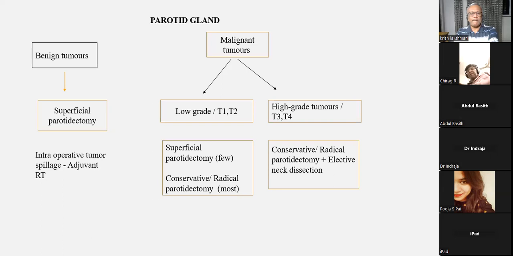In parotid gland tumors, in case of benign tumors, we can do superficial parotidectomy. If there is intraoperative spillage of the tumor, we can consider adjuvant radiotherapy after discussing with the team. In case of malignant tumors, if it is low grade T1 or T2, some people are doing superficial parotidectomy and most of the people are doing conservative or radical parotidectomy if the nerve is involved. In case of high grade tumors, those are T3 and T4, conservative or radical parotidectomy with elective neck dissection should be considered.